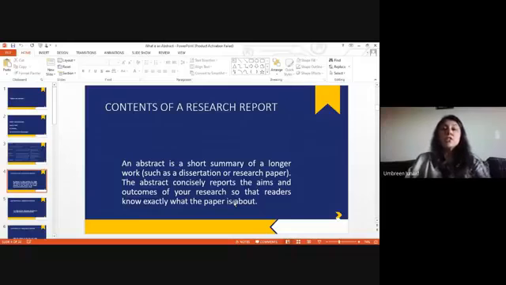Means if you have written a dissertation, by the way, a research report is called a dissertation, or if you have written a research paper, that is a longer work, and when you summarize your work in a smaller paragraph, one or two, that is known as the abstract. The abstract concisely reports the aims, meaning the purpose, and the design, meaning the outcomes of your research.